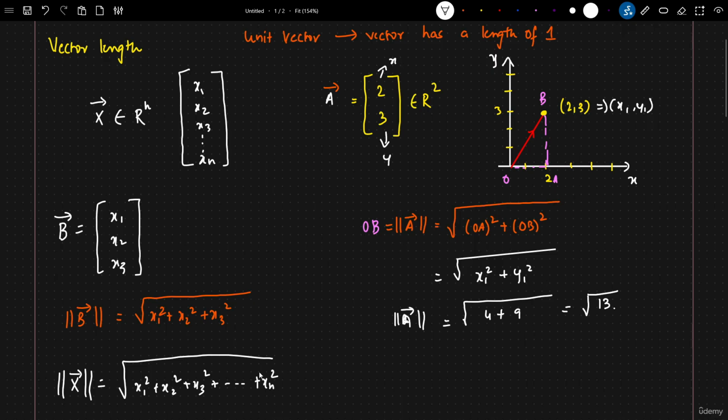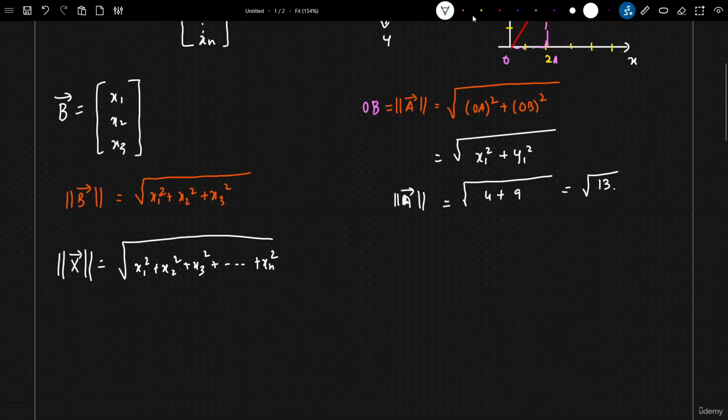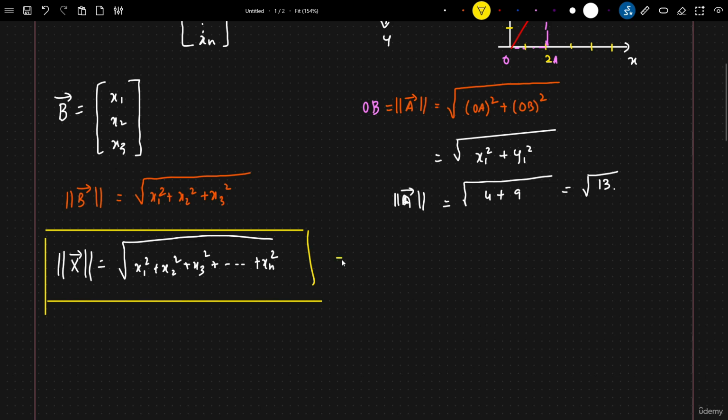So this is the formula that we specifically use in order to calculate the magnitude of a vector, which represents the vector length. Okay, so this really represents the vector length.